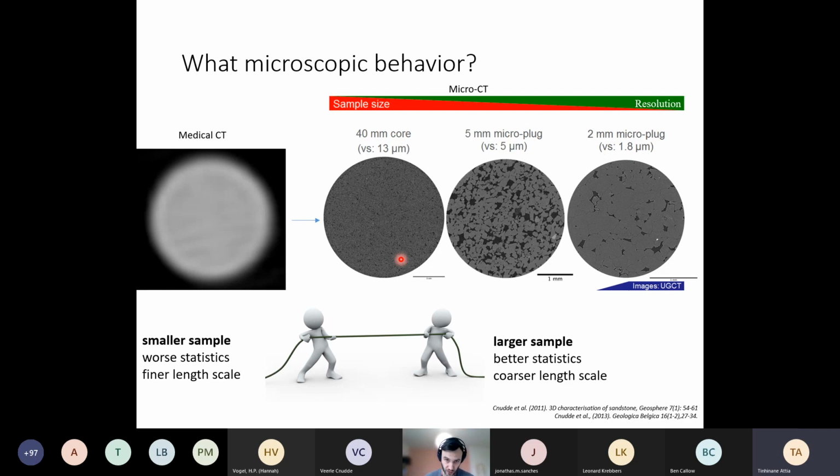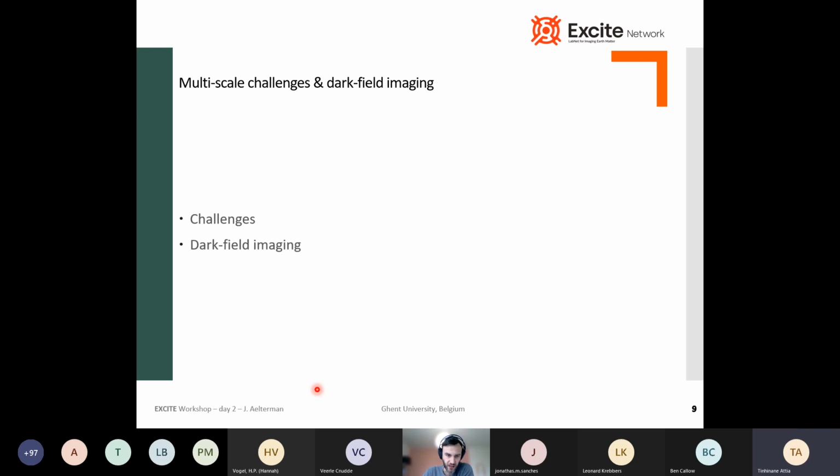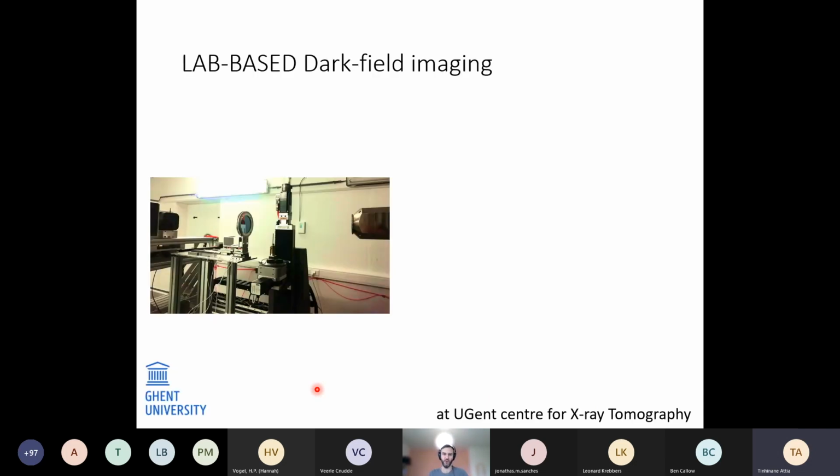So long story short, if you want to cover the entire length scale range, you often need to resort to using multiple image modalities or using one modality at different magnifications by studying samples of different sizes. One of the more novel modalities that we have been working on in our group is called dark field micro CT, and that's what I'm going to talk about next. It's a modality that promises to go even further down the range of non-destructive characterization of materials in the nanometer range. And I will try to give you an explanation as to how it works.